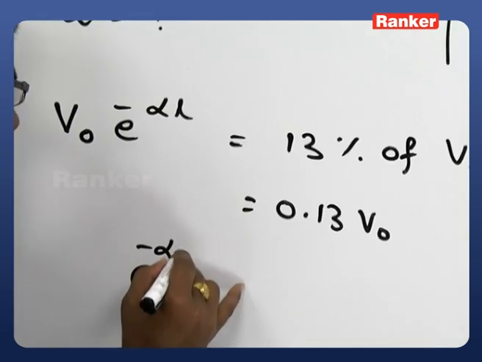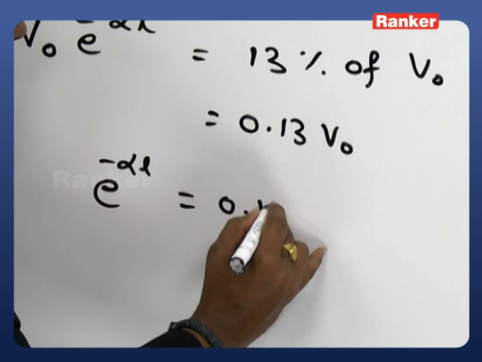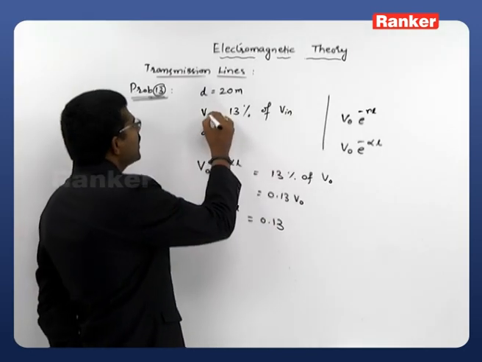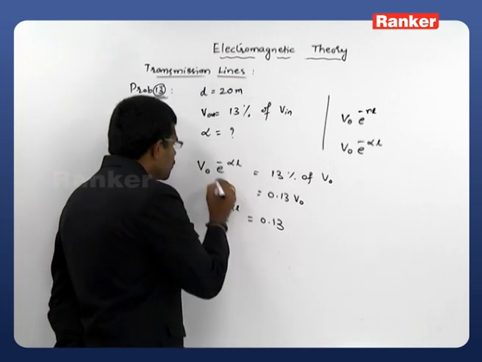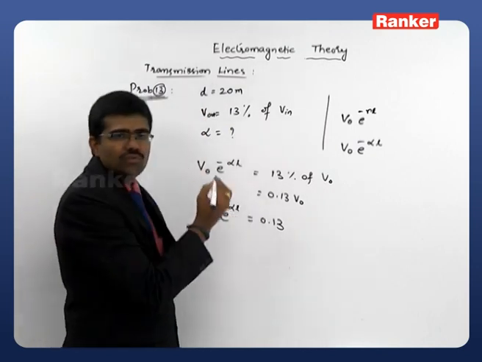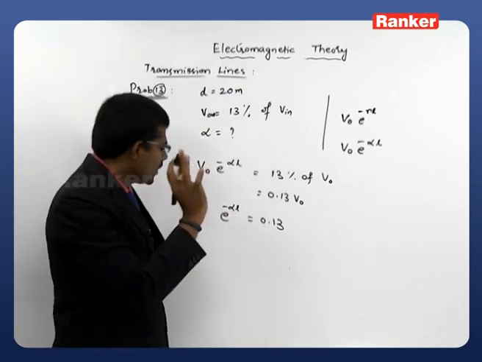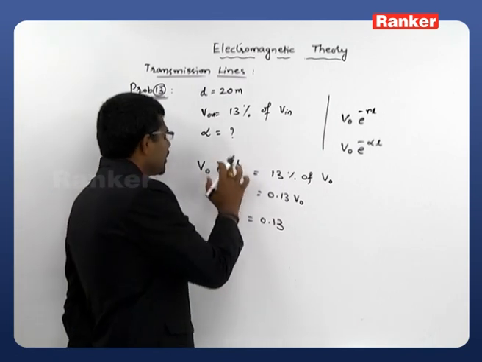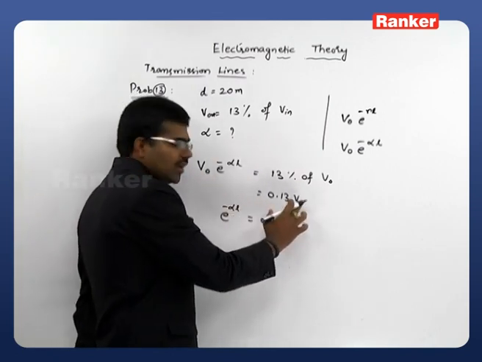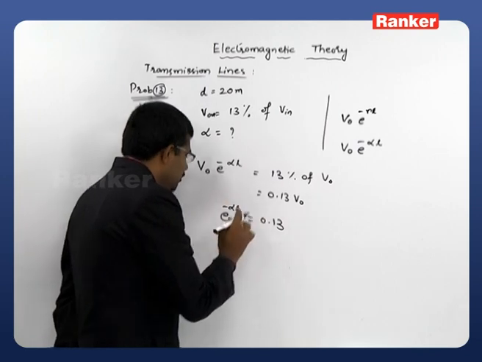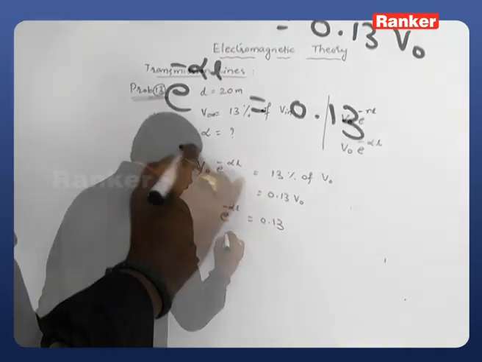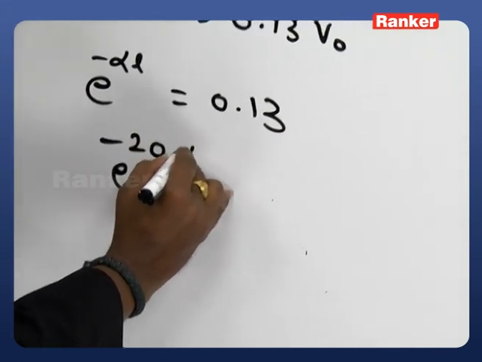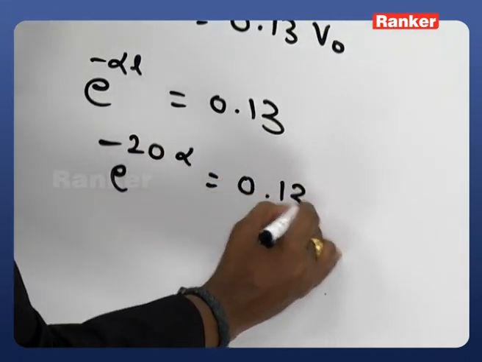V naught e power minus alpha L is equal to 0.13, and here I wrote V output, so I will convert this one as V output, so that you don't get confused between this V naught and V output. Okay, keep it in mind. So V naught e power minus alpha L is equal to 0.13. How much distance have we traveled? We have traveled 20 meters. So it is minus 20 alpha is equal to 0.13.